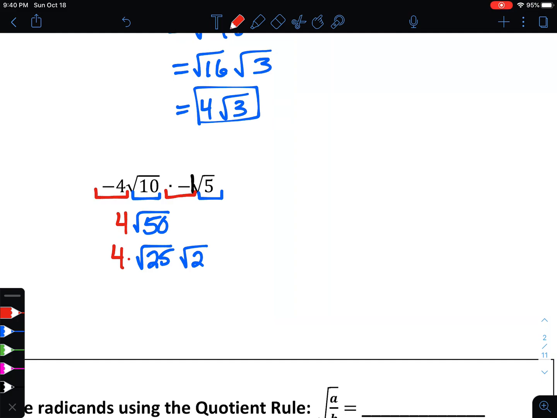Remember to keep the 4 in front. And then square root of 25 will simplify to just be 5. So now we have 4 multiplied with 5, multiplied with the square root of 2. Last, we'll just multiply the 4 and 5 together to get our final answer, which is 20 square root of 2.